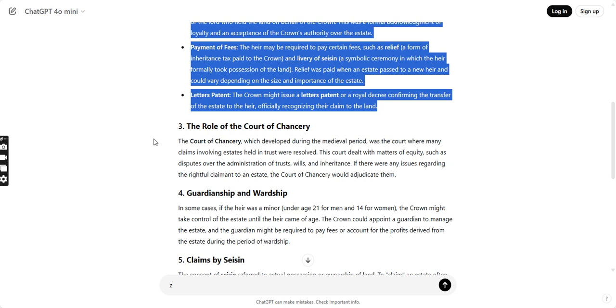3. The role of the Court of Chancery. The Court of Chancery, which developed during the medieval period, was a court where many claims involving estates held in trust were resolved. This court dealt with matters of equity, such as disputes over the administration of trusts, wills, and inheritance. This is juicy. If there were any issues regarding the rightful claimant to an estate, the Court of Chancery would adjudicate them.